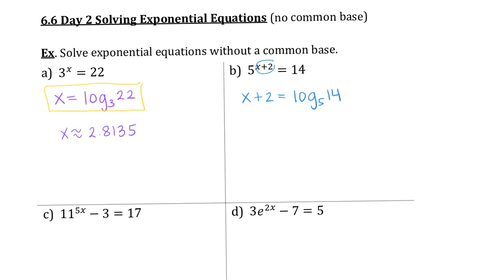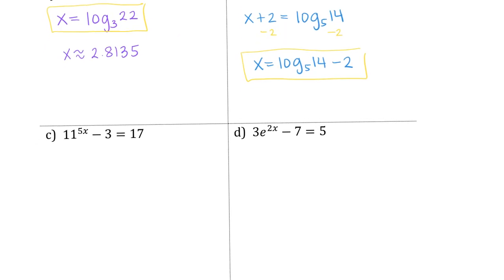I'm solving for x, so I do have one more step. I need to minus the 2 over. So x equals the log base 5 of 14, and then I subtract 2. I could get an approximation from my calculator, but this is actually an exact answer. So I'm going to leave it in this format because that is actually the best I can do.